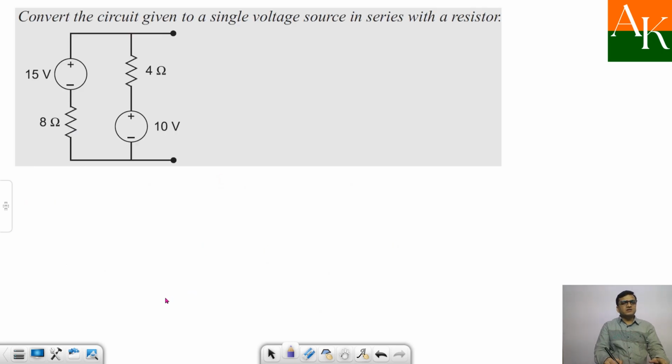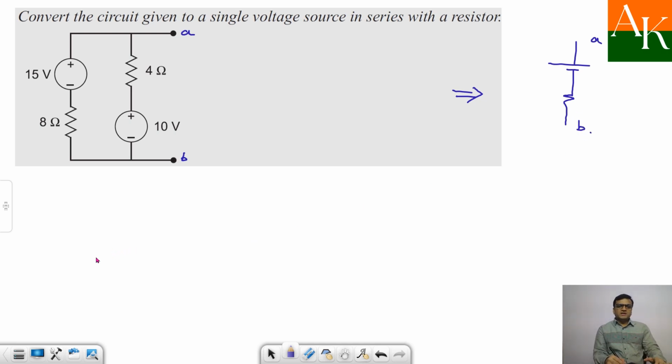Now we'll start solving the numerical on this. Here they are saying convert the given circuit to a single voltage source with a resistor. If you see this circuit diagram, there are two sources and two resistances. Now instead of this they want only one voltage source and one resistor. Okay, so what do you have to do?